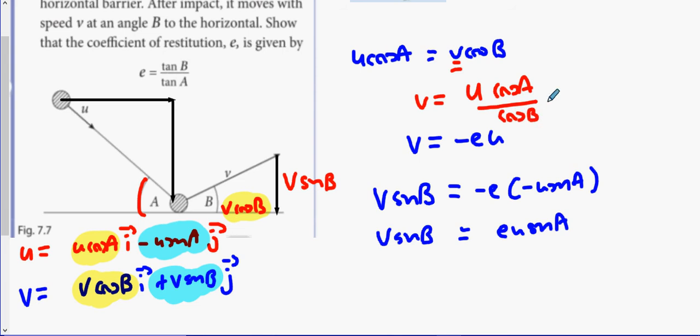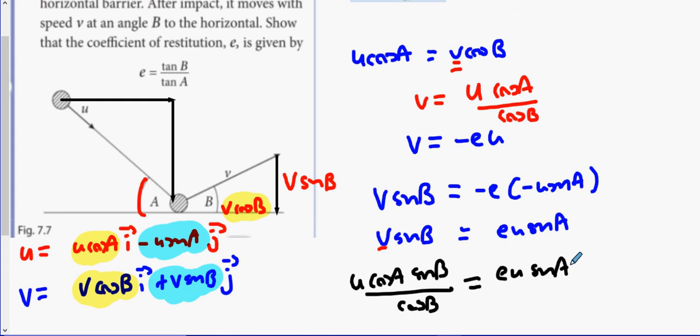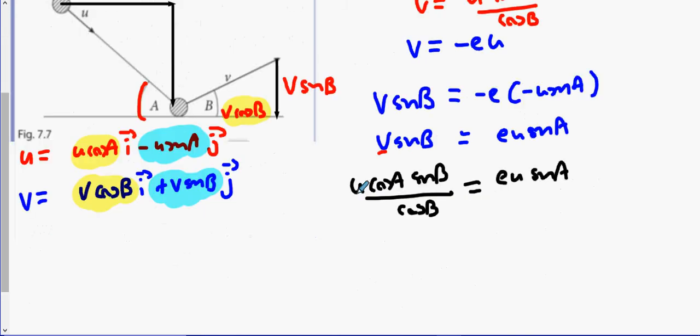So check this out. Going to substitute out that v. So it's going to be u cos a sine b all over cos b equals e u sine a. And here's what we're going to do. I'm going to cancel the u's. Sine b over cos b is tan b. Bring the cos a underneath. So we're going to get e sine a over cos a.